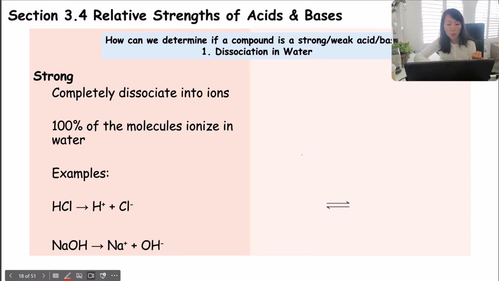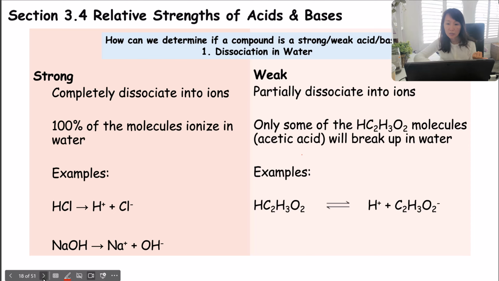Now, if it's a weak acid or base, you'll notice that only part of it will dissociate into ions and only some of them will stay intact. For example, this is acetic acid. Acetic acid will split, but it can go in the reverse direction, making up back into the acetic acid. So not every one of the molecules will break apart. And even if they do, they will reform again.